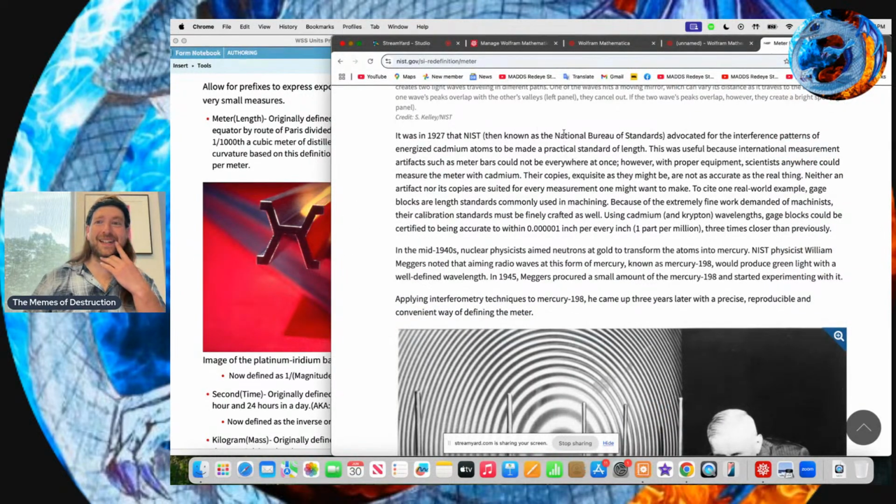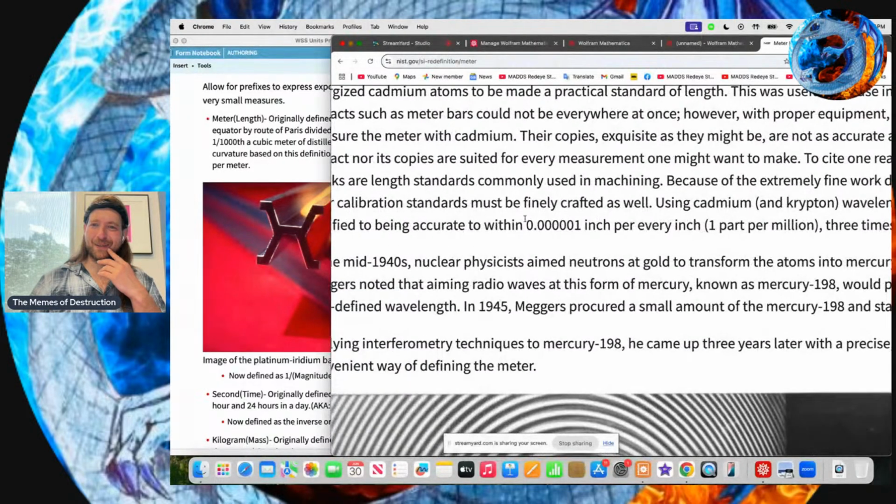The interference of energized cadmium, to use as a practical standard, is useful. Anywhere can measure a meter with cadmium. Their copies, however exquisite, are not as accurate as the real thing. Neither an artifact nor a card is suited for every measurement one might want to make. To cite a real-world example, gauge blocks are used as length standards commonly in machining because it's extremely fine work. Their calibration must be finely crafted as well. Using cadmium and krypton wavelengths, gauge blocks can be certified to being accurate within 1 part per million.